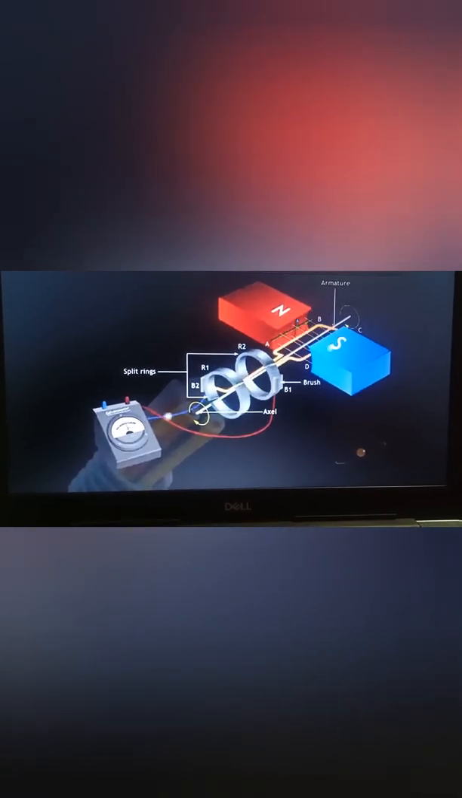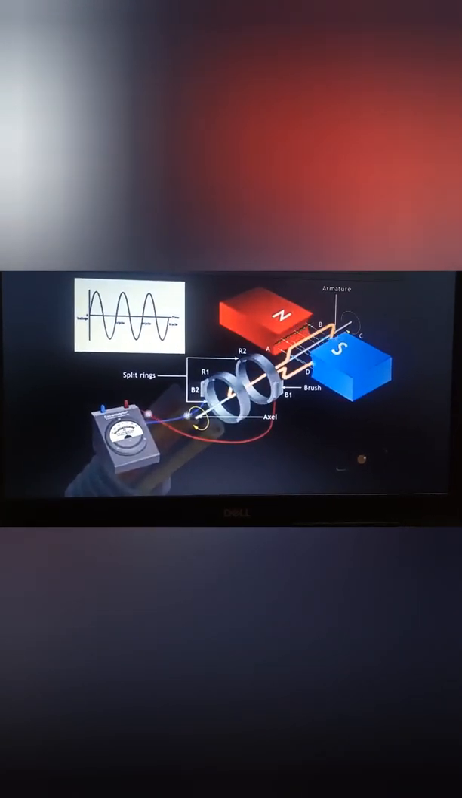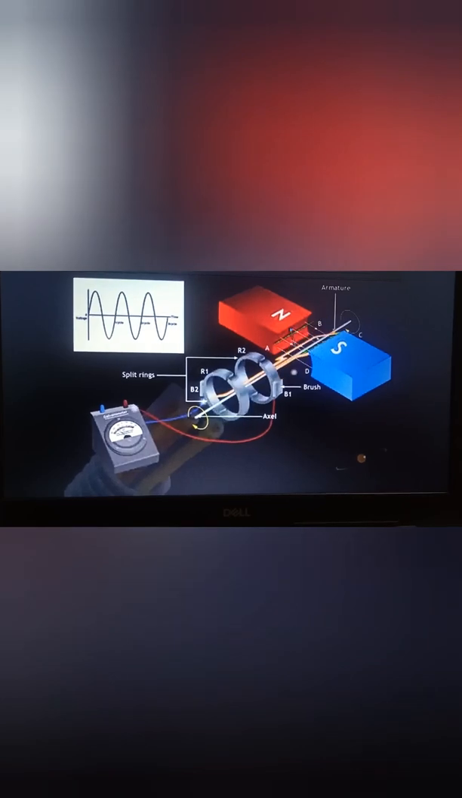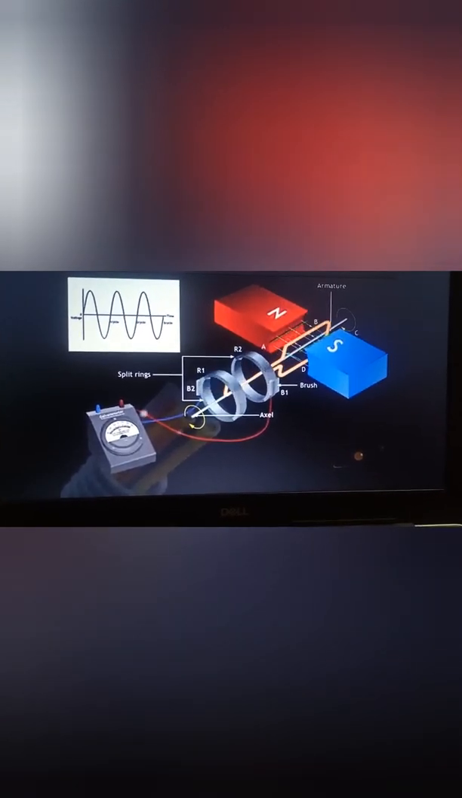So AB starts moving outward and CD inwards. The current induced in AB is from B to A and in CD from D to C. The current flows from B1 to B2 in the external circuit. You can see the current is changing phase, and this can be shown in the graph. This graph is showing the AC, alternating current. The current changes direction after every half rotation of the coil. Thus it is alternating in nature.